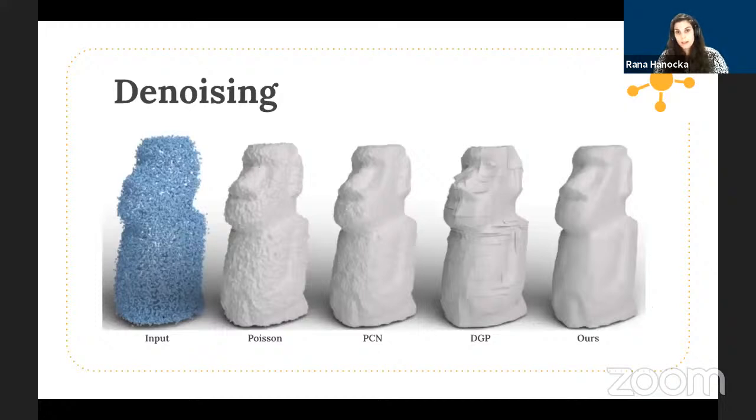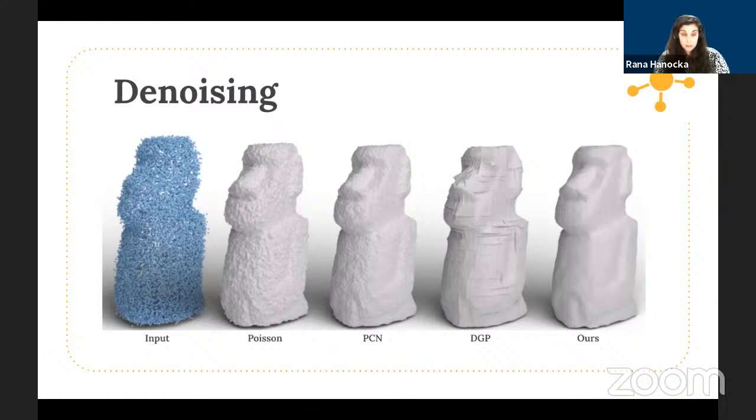We also compared against existing techniques on tasks, for example, denoising. The most popular method for surface reconstruction is Poisson reconstruction, which uses some type of smoothness prior. And in this case, it overfits to noise.